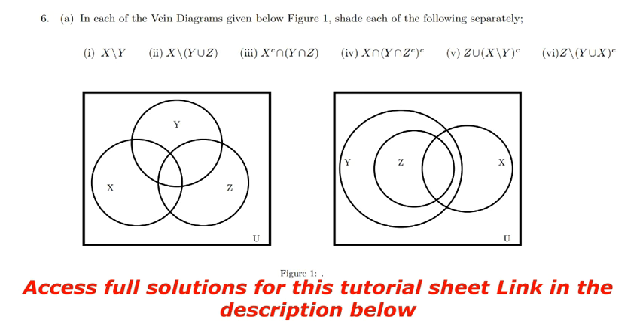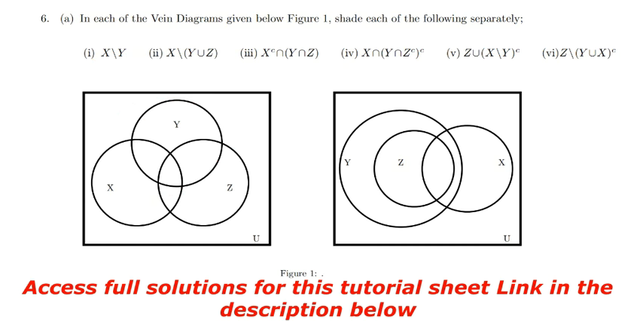Question 6. Question 6 is saying, in each of the Venn diagrams below, figure 1, so we have figure 1, which are these two, shade each of the following separately. So we have to shade each one of these separately. What it means here is that for this one, you're going to use this diagram as well as that.